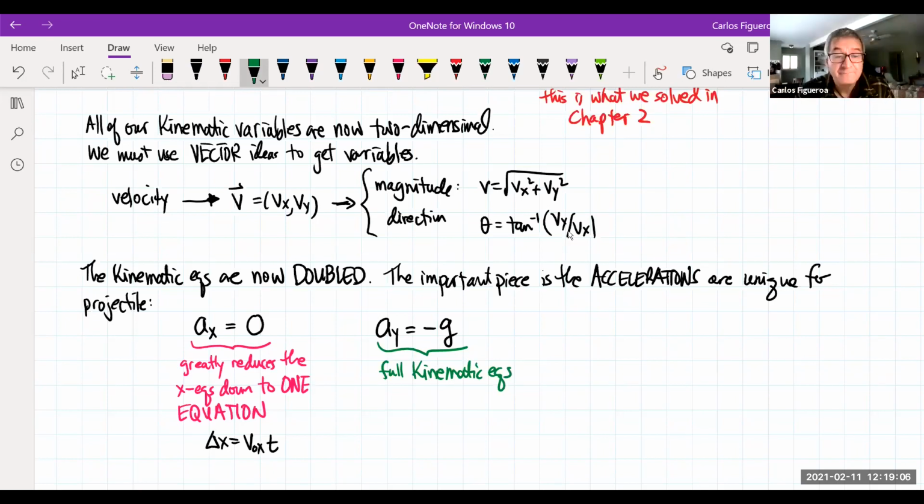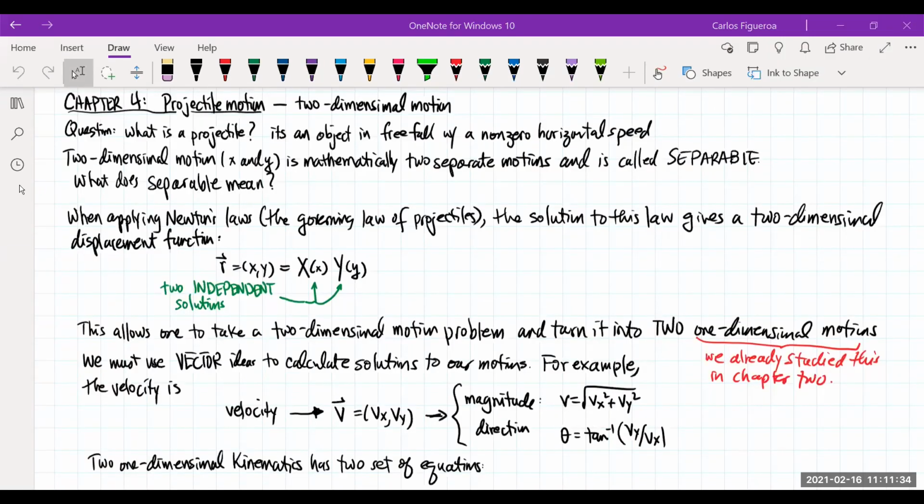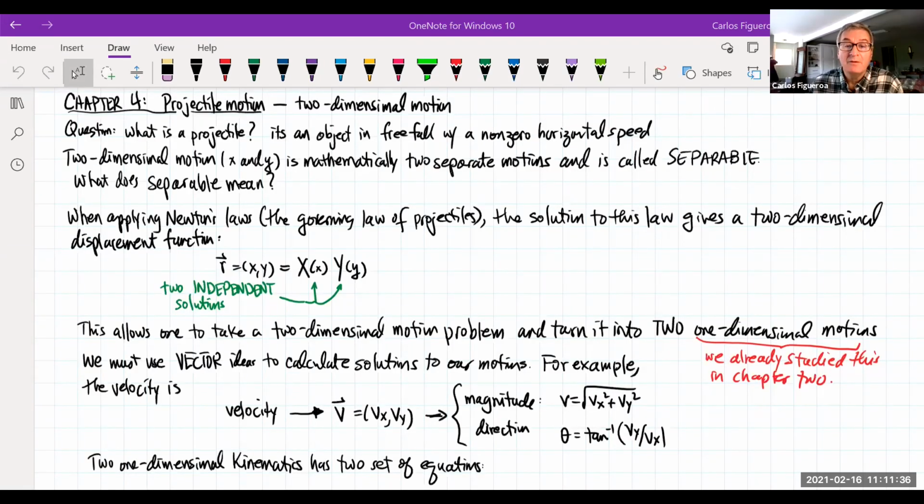And you know that full kinematic equation is because that's what you saw in what we did in chapter 2. So we started talking about projectile motion. And when I talk about projectile motion here, this is what we talked about last time. We said, what is a projectile? And what I said is a projectile is an object in free fall with a non-zero horizontal speed.